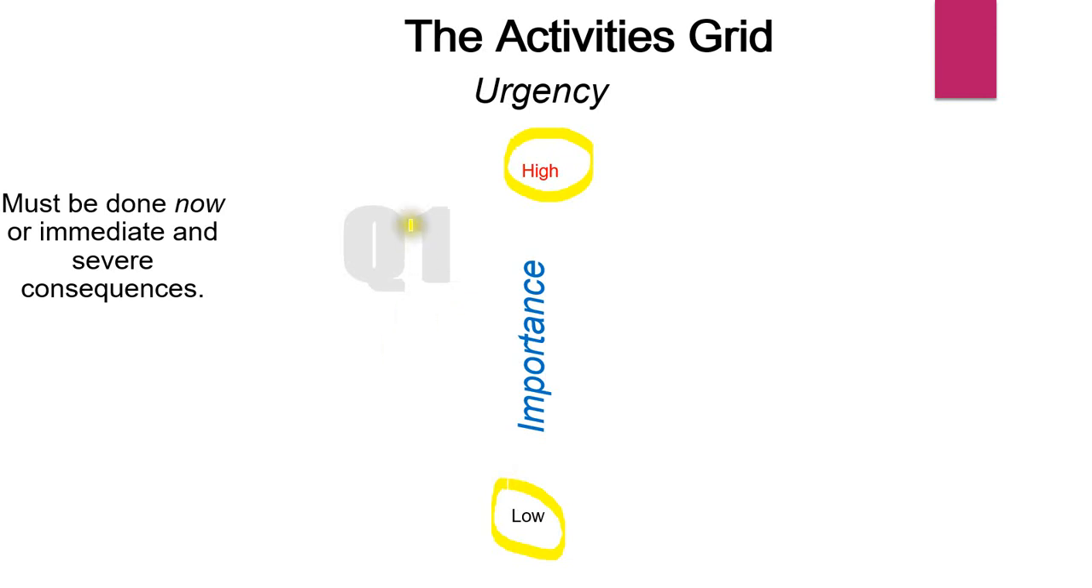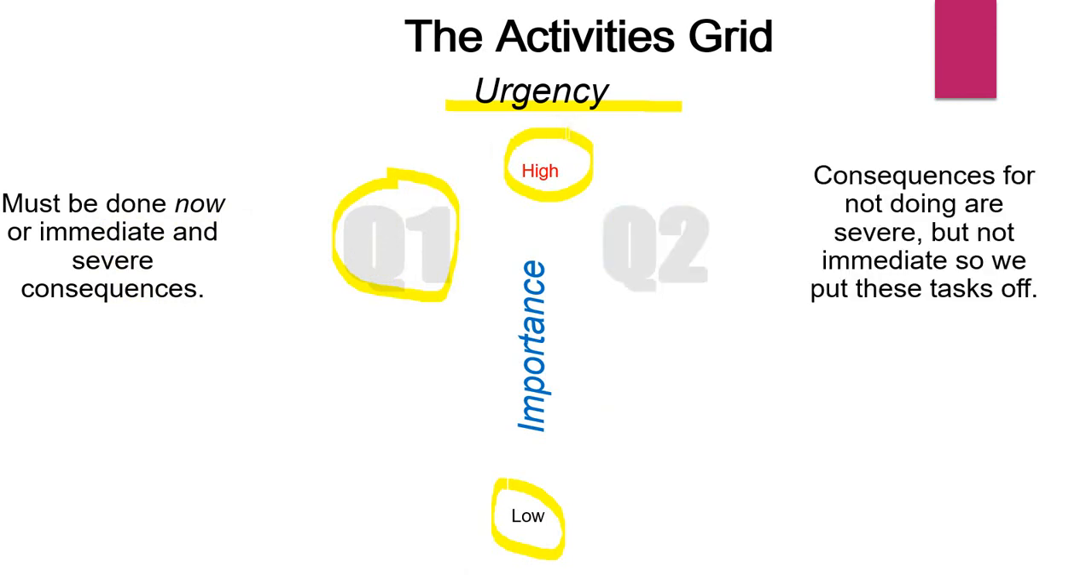Let's see, the very first one is: must be done now or immediately, with severe consequences. So you should check in the urgency the strength of this situation: must be done now or immediately, and what the consequences should be. It will decide whether the importance is very high or very low. That is called the first step in this urgency.